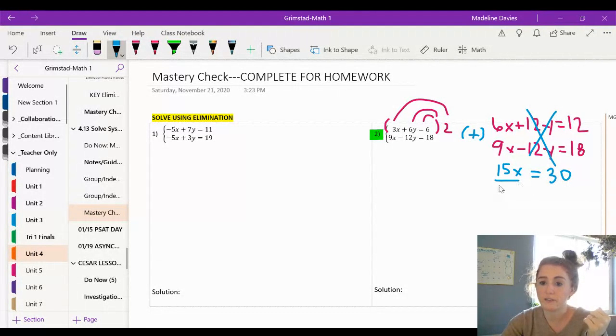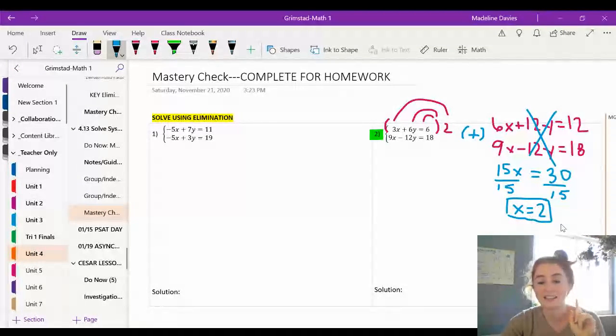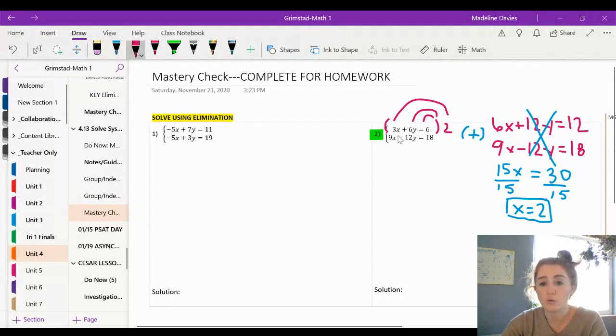Divide by 15 to get the x by itself. So now you have x equals 2. In my last video, I got x equals -58. So this is much better. X equals 2.